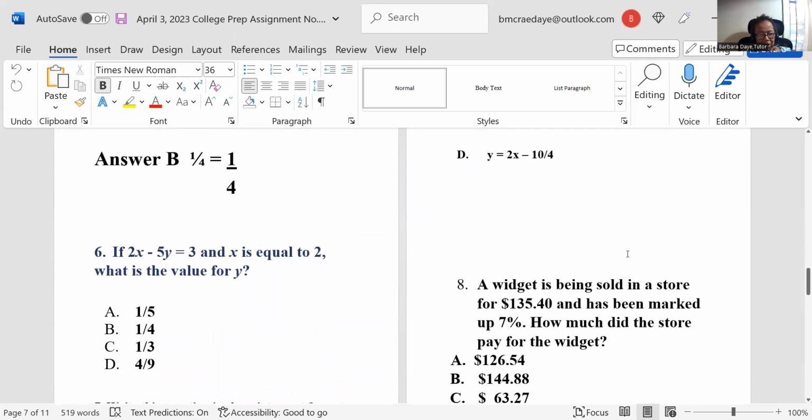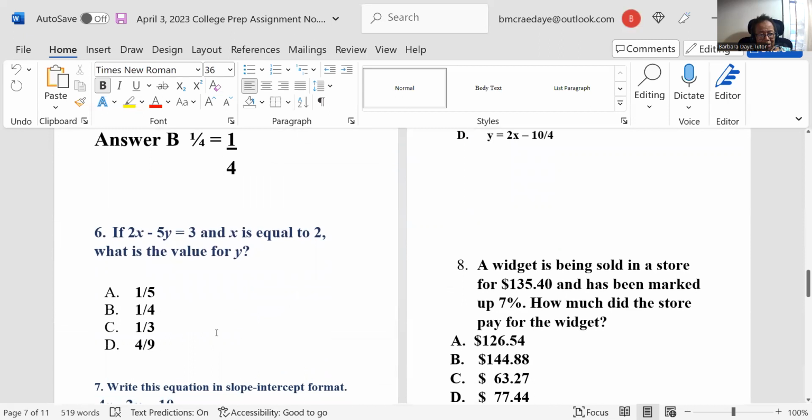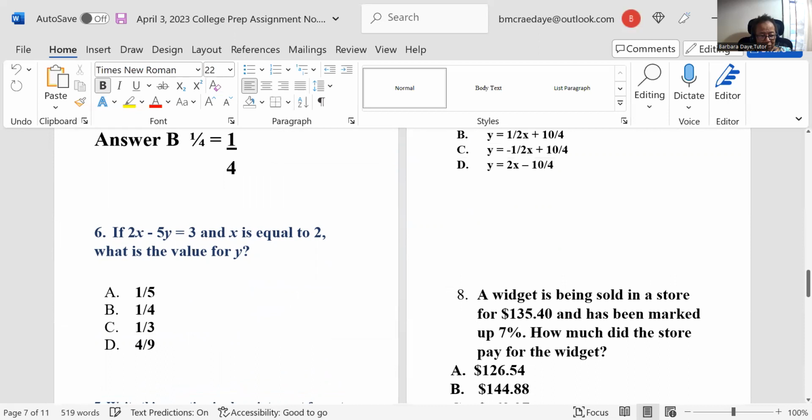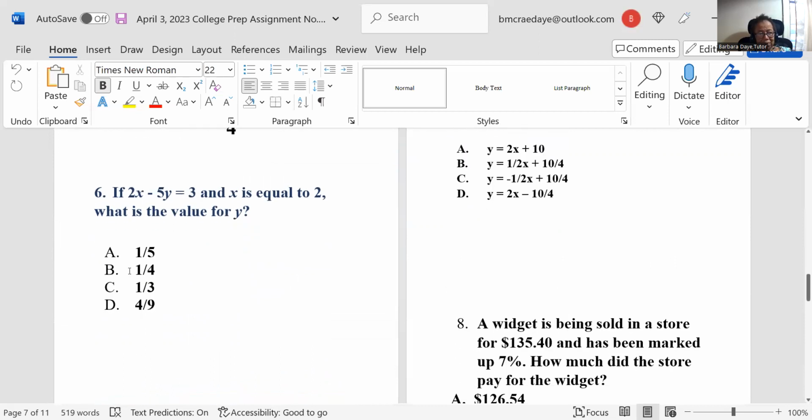Okay, Audrey. Number 6. This is a substitution of the variable. If 2x minus 5y is 3 and x is 2, what is the value of y? Now, Audrey, where you see the x, you want to put a 2. So what would be your answer?